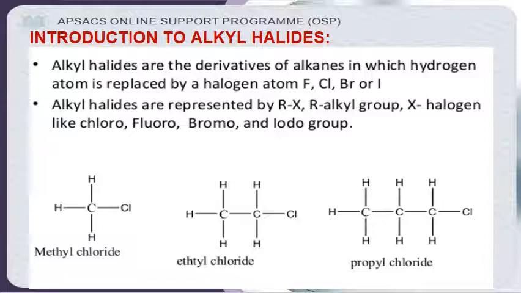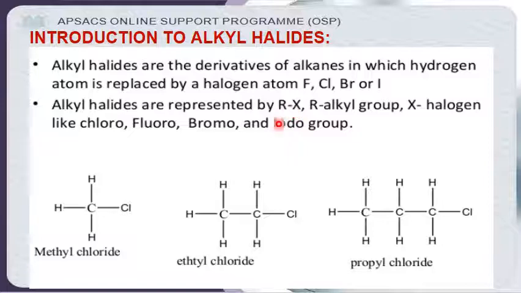First, the introduction of alkyl halide. Alkyl halides are the derivatives of alkanes, in which a hydrogen atom is replaced by a halogen. We know what halogens are: fluorine, chlorine, bromine and iodine. When these atoms are attached to the hydrocarbon, replacing the hydrogen, this is called alkyl halide.